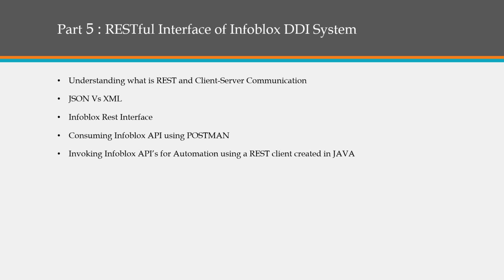I also explained how you can use Postman for making API calls. And finally, I explained how these APIs can be used for automation by creating your own custom code. It could be in Python, it could be in Bash, it could be in Java. Depending on your requirement, you can do a lot of automation. And the RESTful interface provided by Infoblox is a really useful tool.